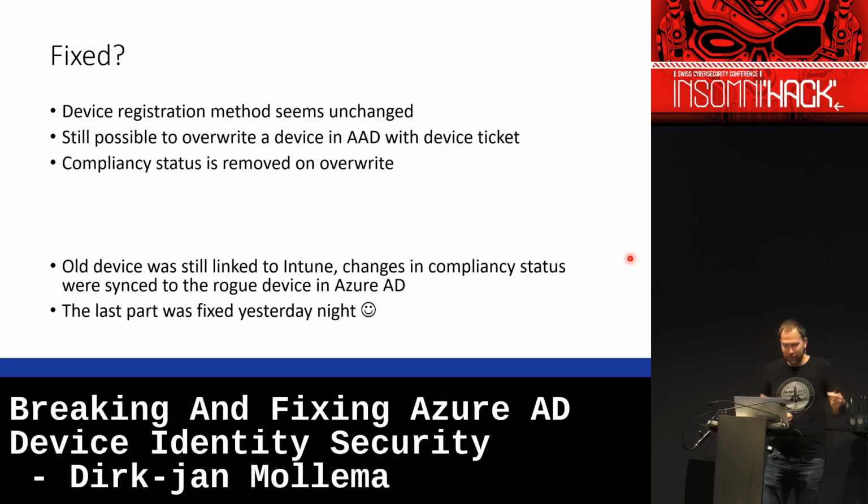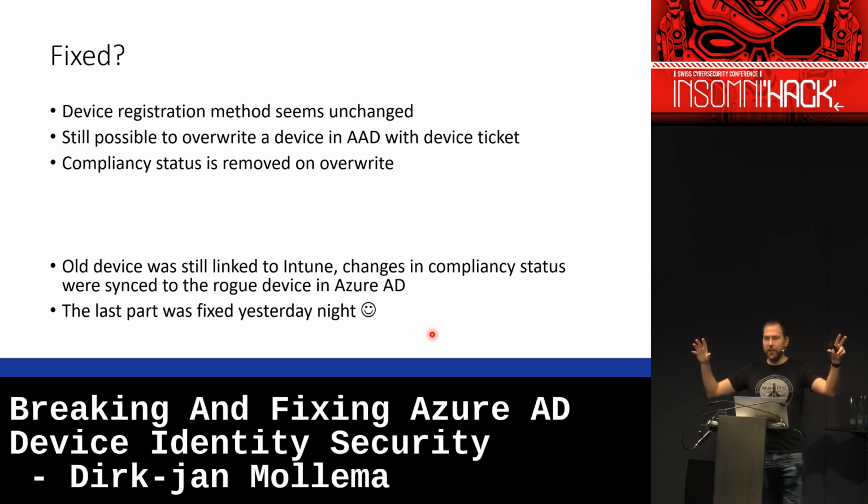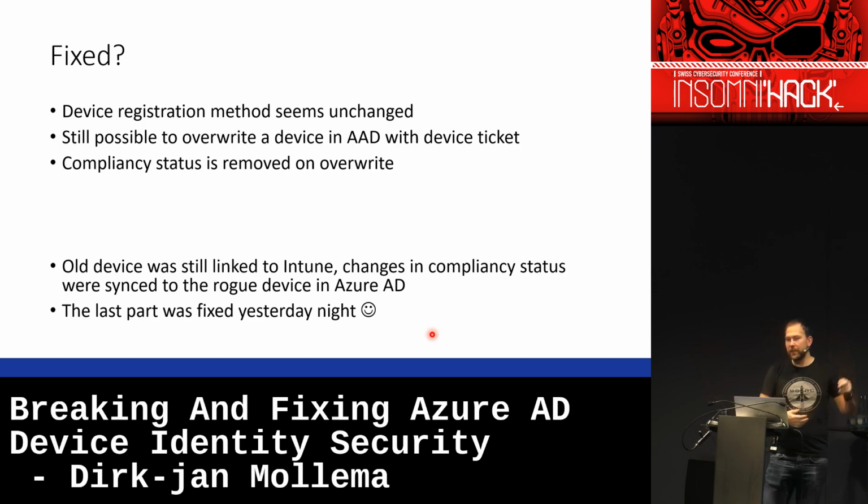So I was actually chatting with them until 1 a.m. to confirm whether this was fixed or not. And now they basically disconnect the device in Intune from the device in Azure AD when you override the device in Azure AD. So it doesn't get the compliancy claim anymore, but you can still override the original device. So I'm not sure if I would consider this 100% fixed, but at least it's no longer possible to get that compliancy claim by just overwriting a device that's already compliant.